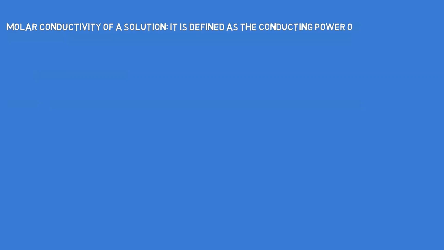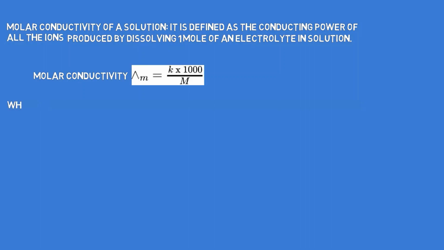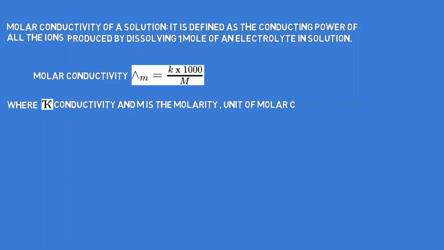Molar conductivity of a solution. It is defined as the conducting power of all the ions produced by dissolving 1 mole of an electrolyte in solution. Molar conductivity lambda m = kappa times 1000 divided by M, where kappa is conductivity and M is the molarity. The unit of molar conductivity is Siemens centimeter square mole inverse.